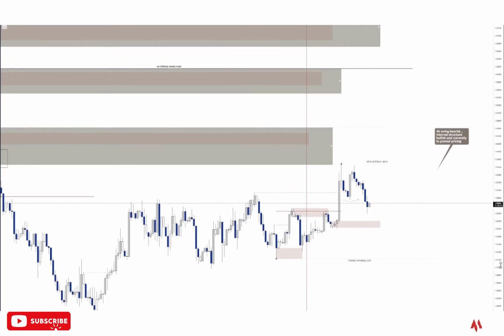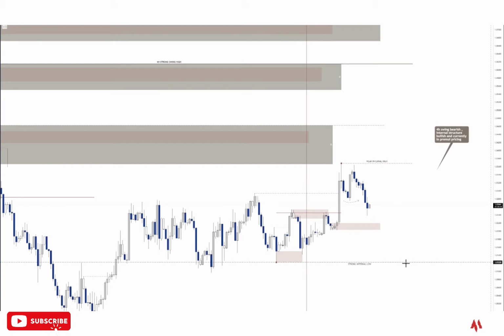So a quick recap on the 4H. On the 4H we had an internal break of structure, which makes this a strong internal low following order flow. This should be our weak internal high because we are bullish on the internal structure. So after a bust, we expect a pullback on the time frame.